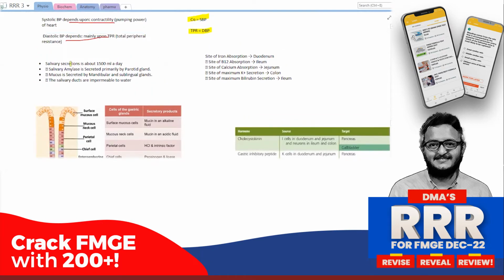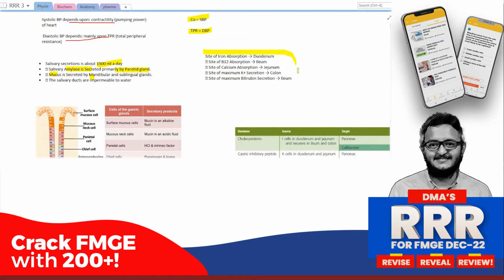Okay, let's see GIT. These are pure theory questions. Salivary secretions are around 1500 ml per day. Do you even believe that you get around 1.5 liter of saliva per day? Salivary amylase is secreted by the parotid. Remember amylase by parotid. Mucus is by mandibular. M is for M. So mucus is by mandibular only.